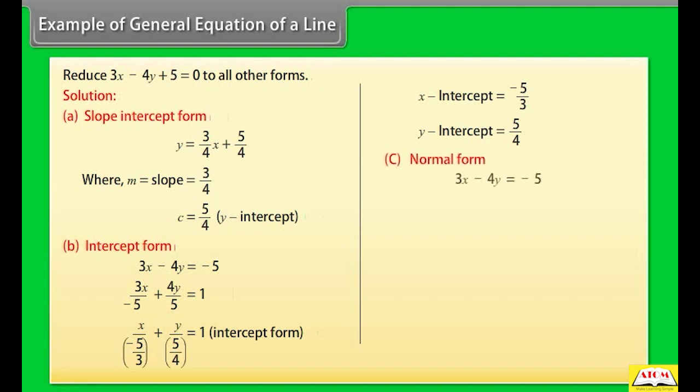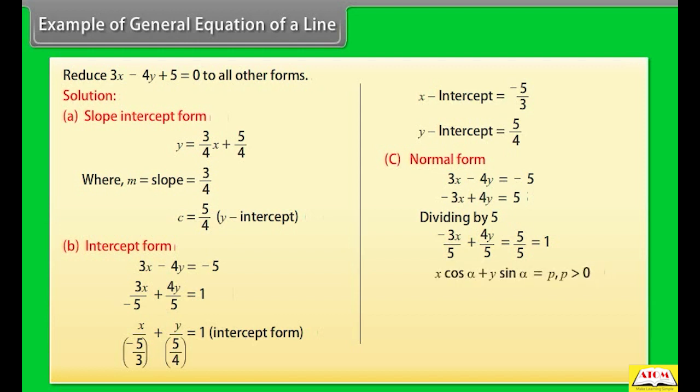Normal form. 3x minus 4y is equal to minus 5. Minus 3x plus 4y is equal to 5. Dividing by 5, minus 3x by 5 plus 4y by 5 is equal to 5 by 5 is equal to 1. x cos alpha plus y sin alpha is equal to p, p greater than 0, where cos alpha is equal to minus 3 by 5, sin alpha is equal to 4 by 5, p is equal to 1.